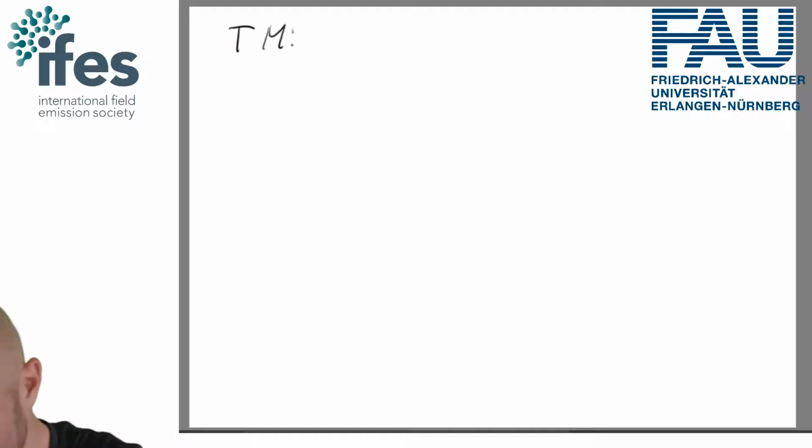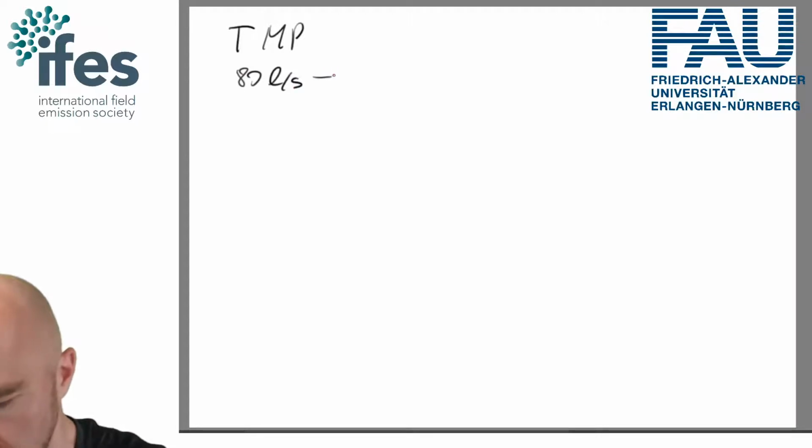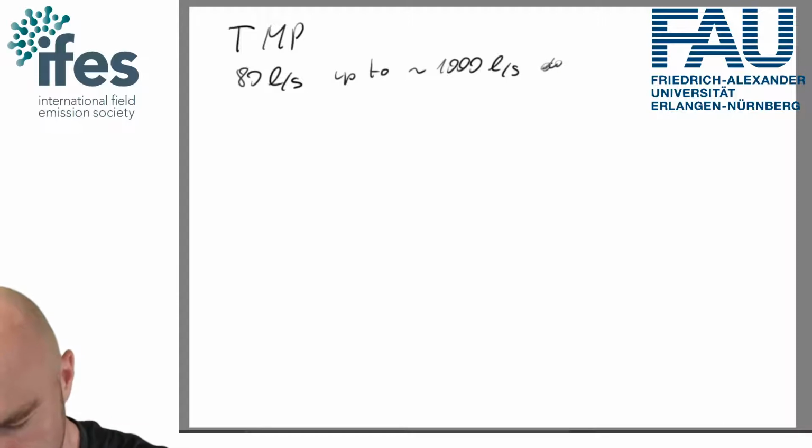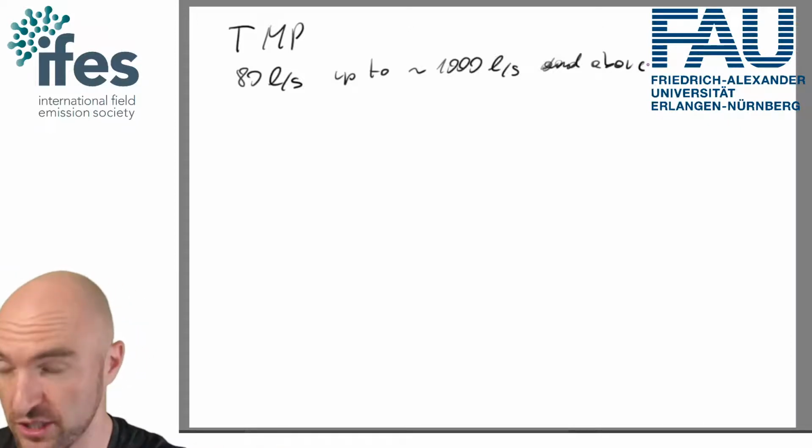So turbo molecular pumps, you can get them from about 80 liters per second pumping up to, realistically, some very, very large ones with a couple of thousand, but for us, really relevant in the size of flanges we use, up to around 1,000 liters per second and above. And of course the flanges then get a little bit larger.